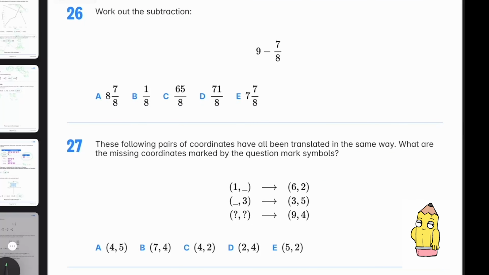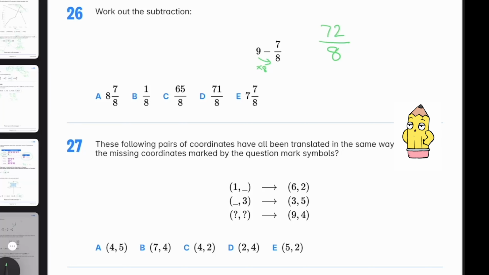Question 26. 9 minus 7/8. Now, we are asked to subtract a proper fraction from a whole number. And we can do this if we convert 9 into a fraction with the same denominator. So what are we going to do? We are going to multiply 9 by 8. And that would give us 72 divided by 8. Because 72 divided by 8 is 9.